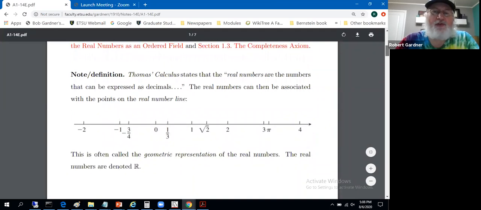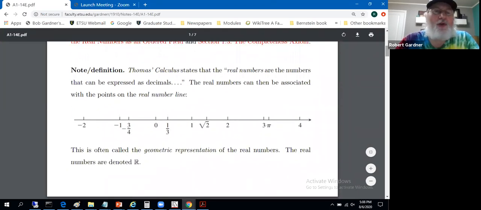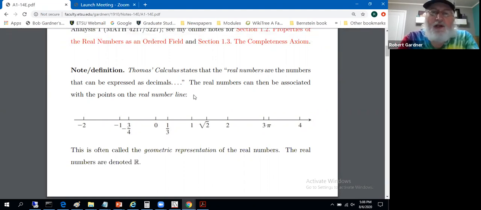Thomas's Calculus, our calculus book, states that the real numbers are the numbers that can be expressed as decimals. And they go on about this. Yeah, well, I guess that'll have to do. We express the real numbers as points on the real number line. All right, so here's where they're informally getting to the idea that we're dealing with a continuum. And this representation of the real numbers as a line is sometimes called a geometric representation. And in our travels, we'll use this font highlighted here, this double-struck R. This is the font used to represent the real numbers.